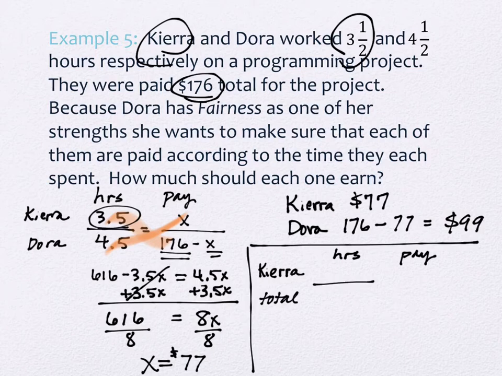So again, it would be their hours to their pay. The number of hours that Kierra worked was 3.5. The number of hours that they in total worked was 8. We don't know Kierra's pay, but we do know that the total that they make is 176. So the multiplication's a little nicer here because there's no subtraction in the denominator like we had in our last one. It will give you the same answer. Any questions on that?